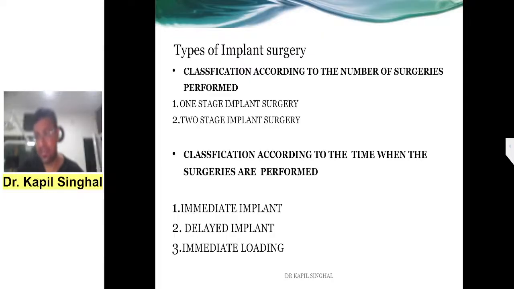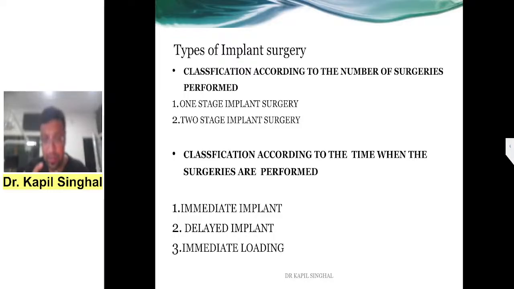In one stage implant surgery, it means right from implant placement to the prosthetic part, you do only one surgery. There is one surgery in which you place that implant, and directly while placing it, you put a healing abutment over it, so that when the implant integrates and heals after 3 months, you don't have to do the second surgery, that's the stage 2 surgery. So this is one stage implant surgery.